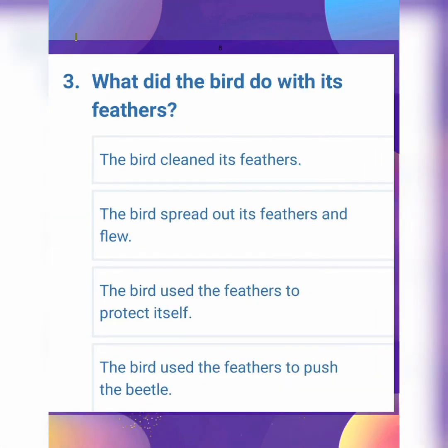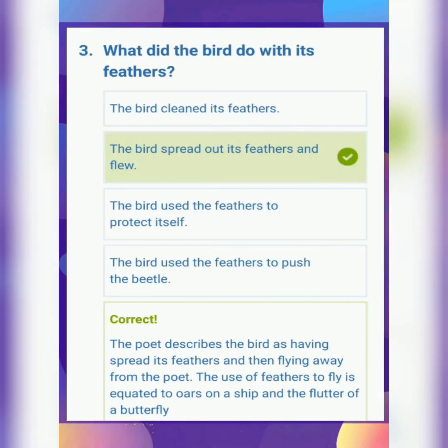What did the bird do with its feathers? The choices are: the bird cleaned its feathers. The bird spread out its feathers and flew. The bird used the feathers to protect itself. The bird used the feathers to push the beetle. The answer is the bird spread out its feathers and flew. The poet describes the bird as having spread its wings and then flying away from the poet. The use of feathers to fly is equated to oars on a ship and the flutter of a butterfly. Let's move to the next question.